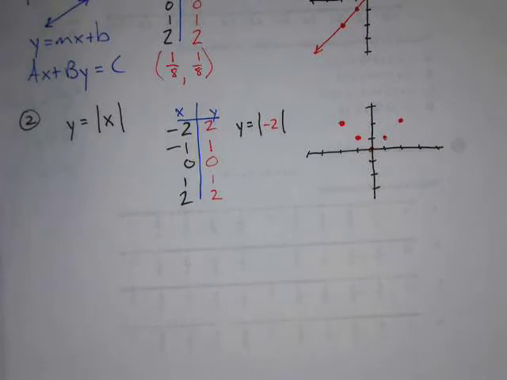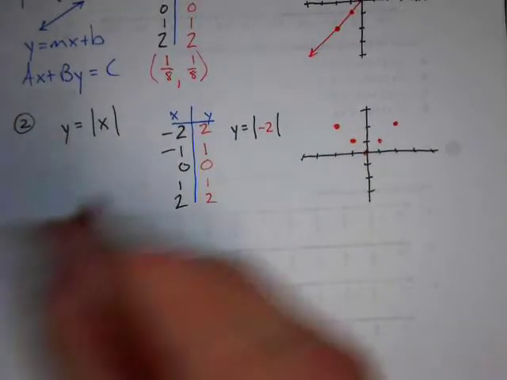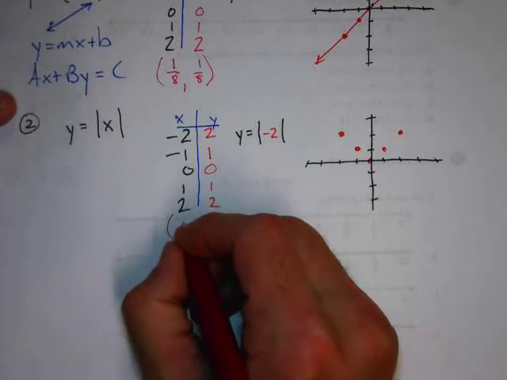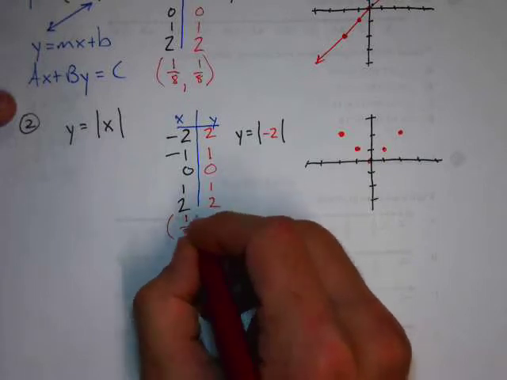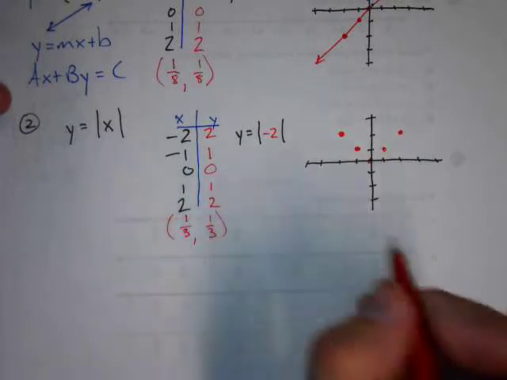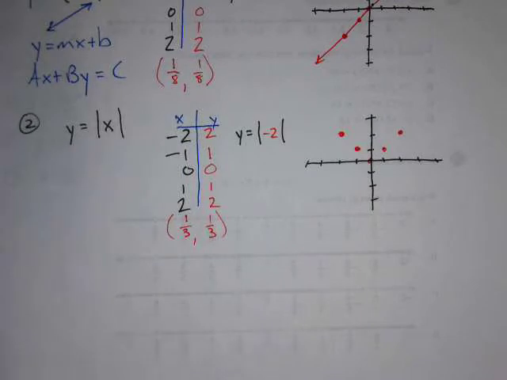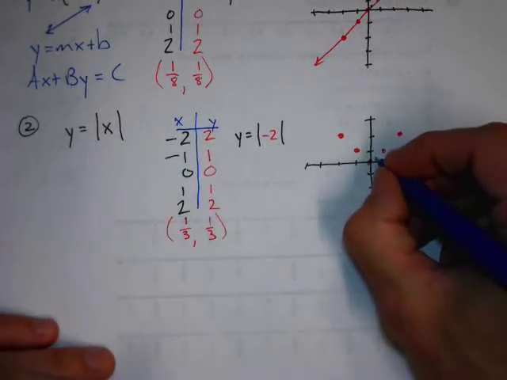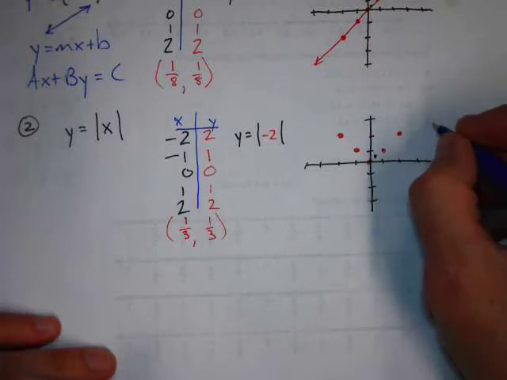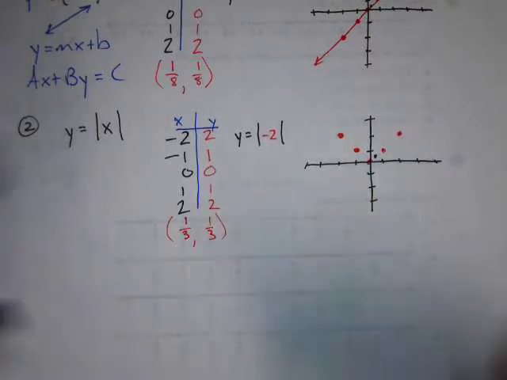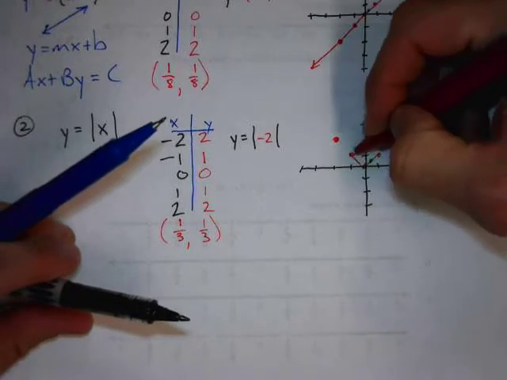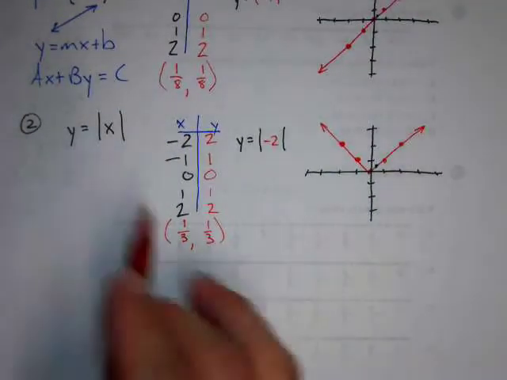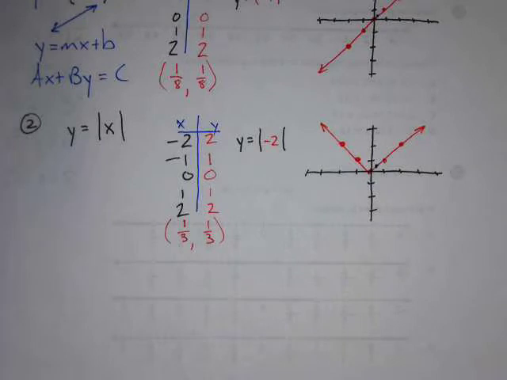Now, it kind of looks like a V, right? But just in case, I can make a whole other ordered pair. What if I have x as 1/3? What would y be? The absolute value of 1/3 is 1/3. That's also going to exist on the graph, right? So 1/3, 1/3. Hey, it's going to fit right along that V. So this graph is going to make a nice little V shape. So the set of all ordered pairs that makes this equation true looks like a V.